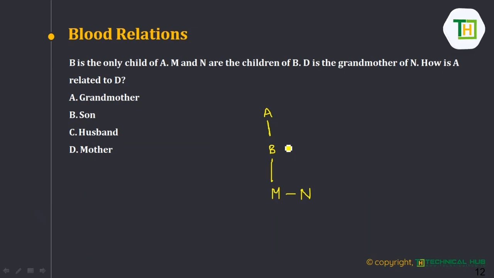D is the grandmother of N. Okay, so grandmother means parent's mother. I know M and N's parent is B and their mother is D. Mother is D means A is already their grandparent. Now, how is A related to D? So, what is the relation of A and D? A and D are a couple, where A is the husband of D.